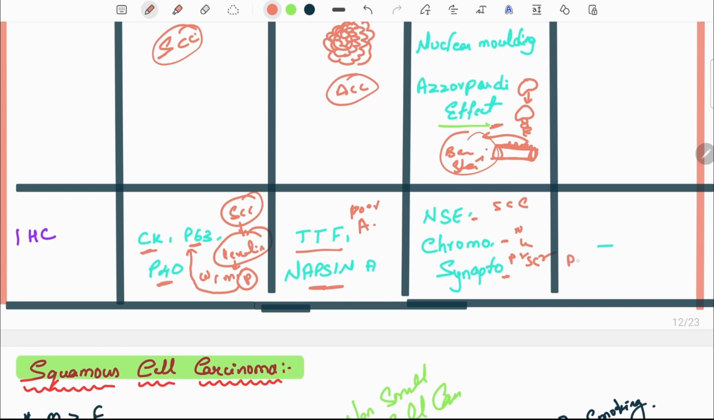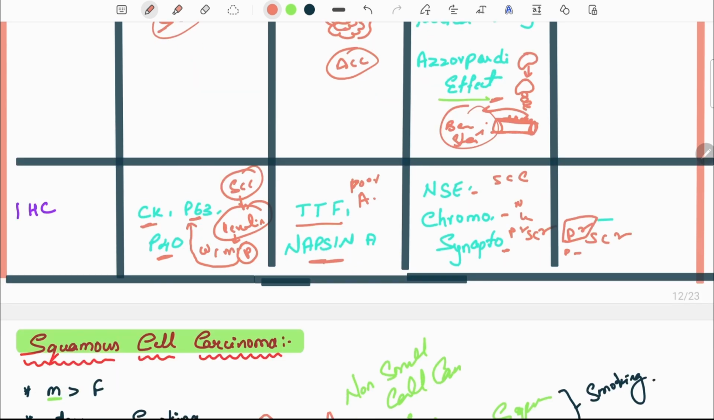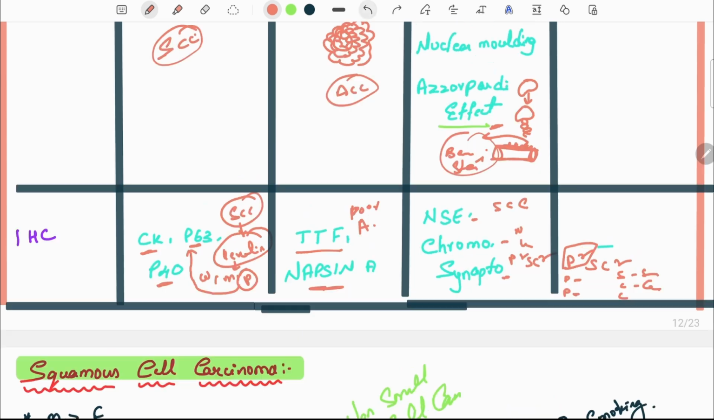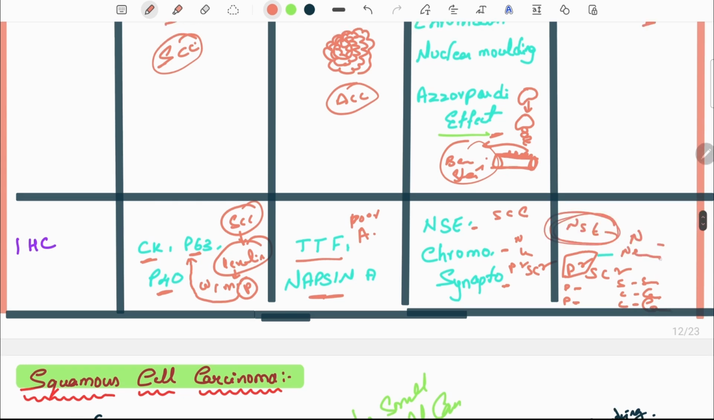Let me write it here. P square S C square. P is for pheochromocytoma and another P is for paraganglioma, S for small cell carcinoma, and one C is for carcinoid tumors, another C is for carotid body tumor. So these can be seen in all the neuroendocrine tumors.